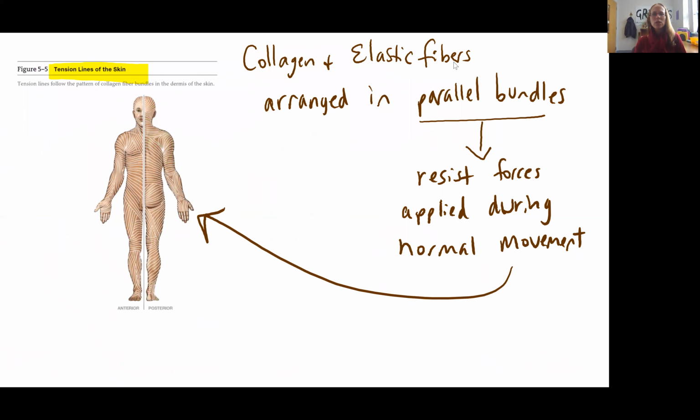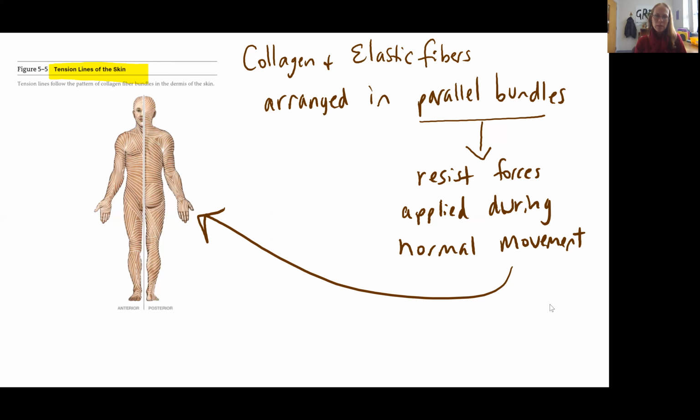Now, both those collagen and elastic fibers are going to be arranged in bundles that are parallel to each other, and this is important because they are resisting forces that are applied during normal movement. Now, this whole diagram of the arrangement of collagen and elastic fibers is called the tension lines of the skin, and they're arranged in such a way to be able to stretch and provide strength with our normal body movements.